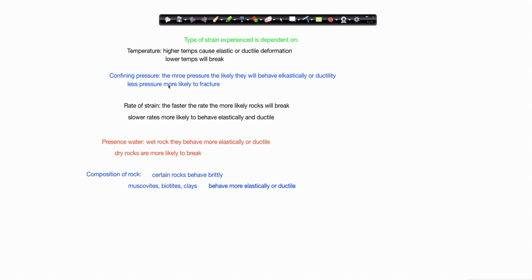But it's all these things working together, so it's not just one or the other. All these things work in combination to figure out if rocks are going to behave ductilely or brittlely. Temperature and pressure work together. As rocks get deeper and deeper, they're undergoing higher pressures and higher temps, therefore they behave elastically and ductilely, versus near the surface they're going to act brittlely because they don't have as much confining pressure and temperature. But it does depend on the type of rock, presence of water, rate of strain, and all these things together.